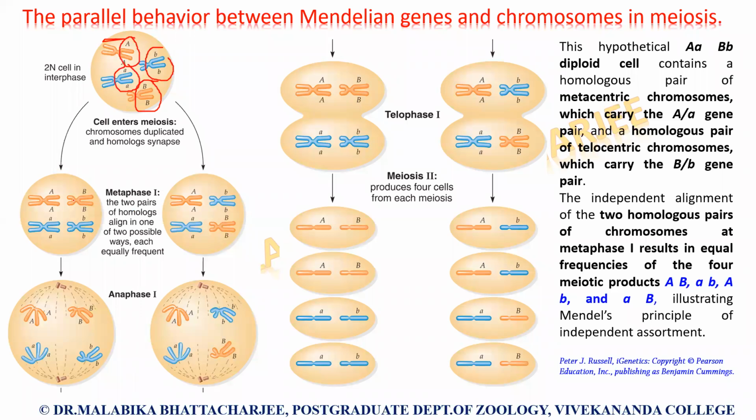During meiosis, the two pairs of homologues align in one of the two possible arrangements. So you can see capital A, capital B alignment in this one in a same line, or you can see a capital A, small b alignment in the same line. So the alignment of the chromosome, depending on how it is aligned, plays a role as to how the gametes will be formed. We are seeing a capital A, capital B alignment in a straight line in one cell and a capital A, small b alignment in a straight line in another cell.